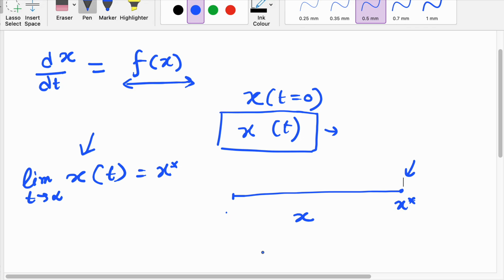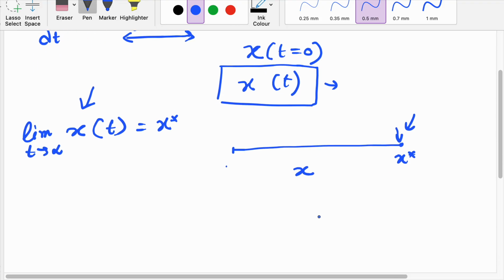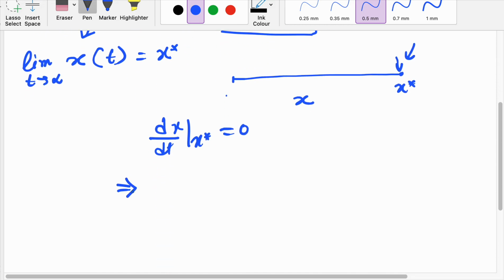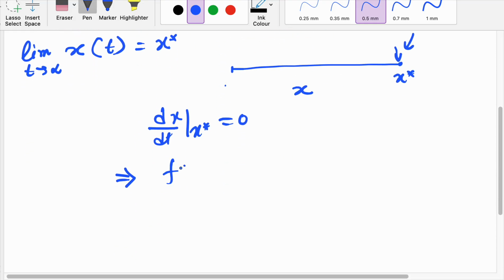Wait a little. I want to know if there exists an x star where, if the system reaches it, even by brute force if I take the system there, there will be no change further. That means, is there an x star for which dx/dt at x star becomes 0? That means at this point the velocity is 0. Is it possible? Let's find that. So f(x) at x star should be 0.